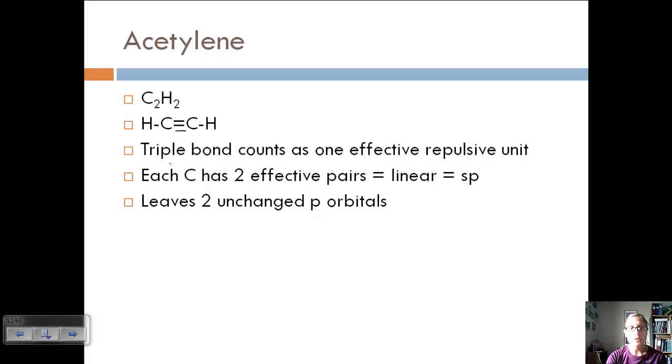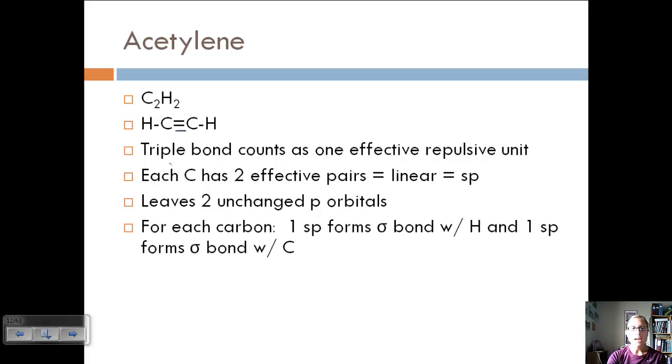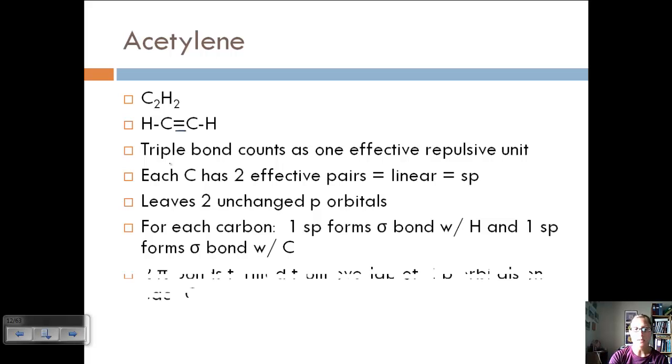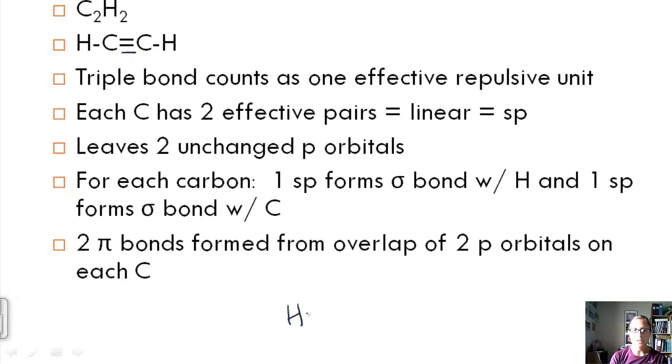And so this leaves those 2 unchanged p orbitals, and so those are going to combine into our pi bonds for the triple bond. So for each carbon, we have one sp forms a sigma bond with the hydrogen, and then one sp forms the sigma bond with the other carbon, because we have 2 carbons bonded together. And then the 2 pi bonds are formed from the overlap of the 2 p orbitals on each carbon atom. And so if we drew this, we basically have our hydrogen bonded with a carbon, triple bonded, and so we've got our sigma bond and then our 2 pi bonds.